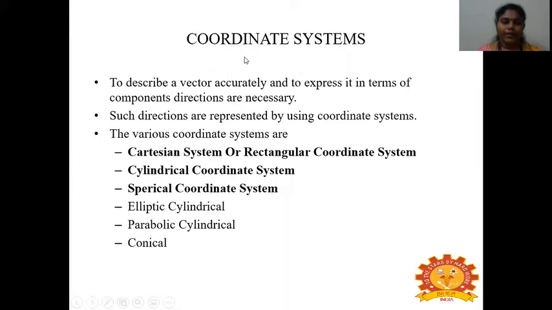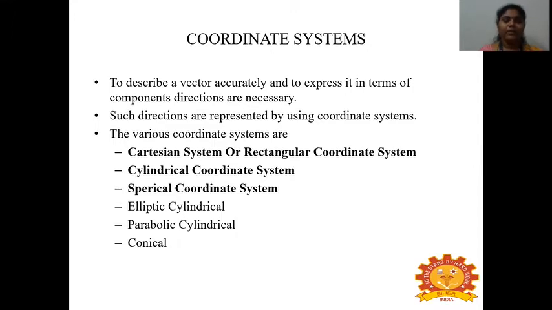What is a coordinate system? Here, a coordinate system is used to describe a vector accurately, and to express it in terms of components, directions are necessary. Such directions are represented by using a coordinate system. What are the various types of coordinate systems available? The first one is the Cartesian coordinate system, also called the rectangular coordinate system. Next is the cylindrical coordinate system. Third is the spherical coordinate system.